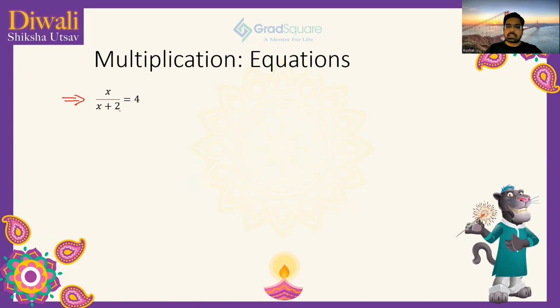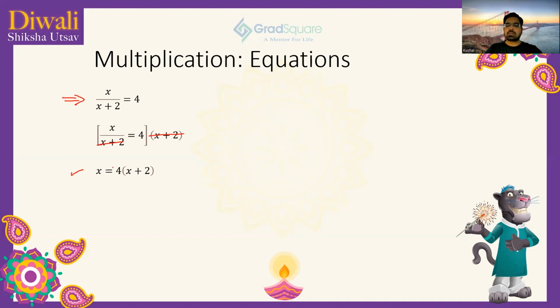So in order to take this x plus 2 to the other side, we are in effect multiplying this entire equation by x plus 2. If you multiply the entire equation by x plus 2, what happens? This x plus 2 gets cancelled with this x plus 2 on the left hand side, and with 4 it gets multiplied. So what in effect you get is x equals 4 times x plus 2. And this is absolutely correct.